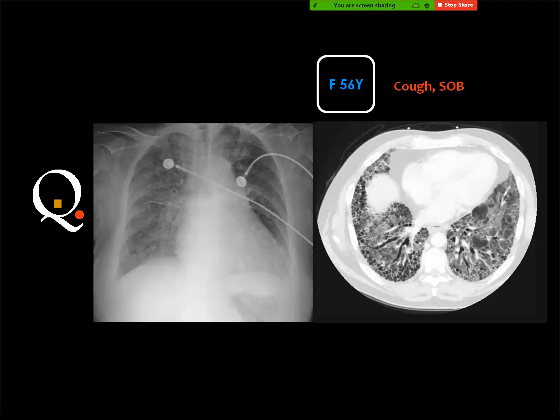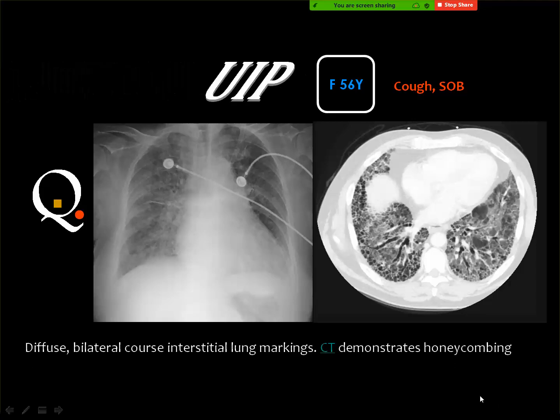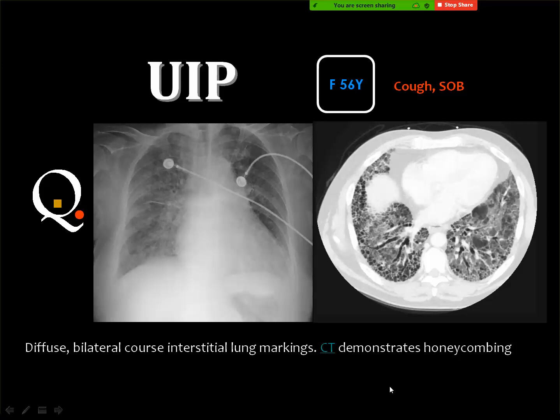Usual interstitial pneumonia. Yes, very good. Usual interstitial pneumonia: honeycombing, traction bronchiectasis, diffuse ground glass changes, and so on.